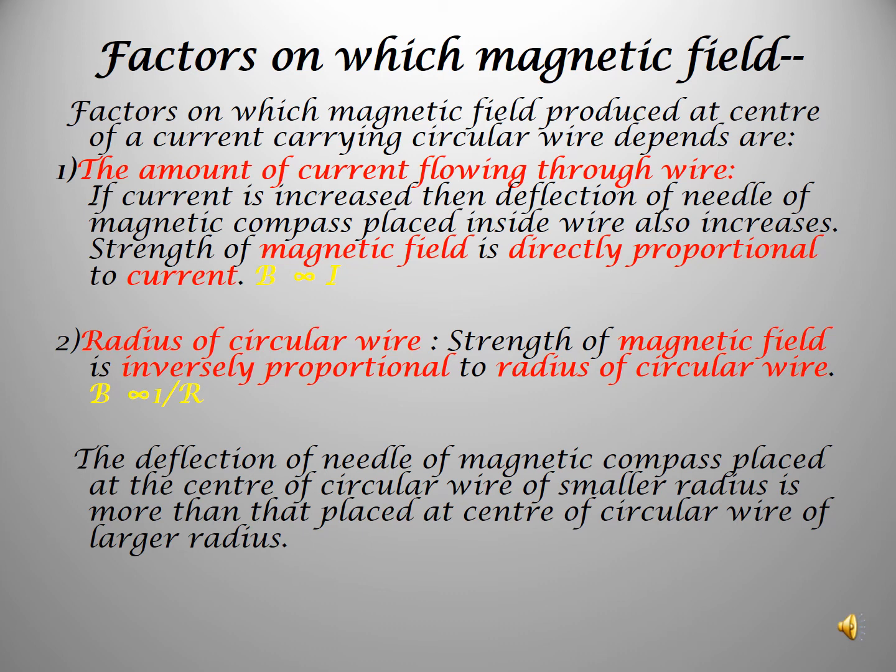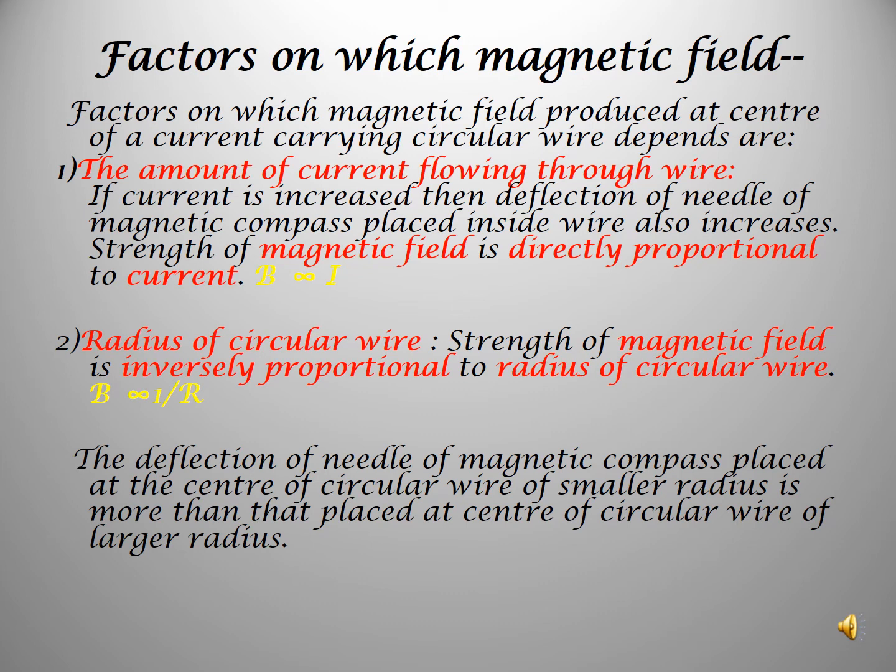B is the magnetic field symbol, that is directly proportional to current I. Number 2, radius of circular wire. Strength of magnetic field is inversely proportional to the radius of the circular wire. B is proportional to 1 by R, where B is the magnetic field strength and R is the radius of the circular wire.